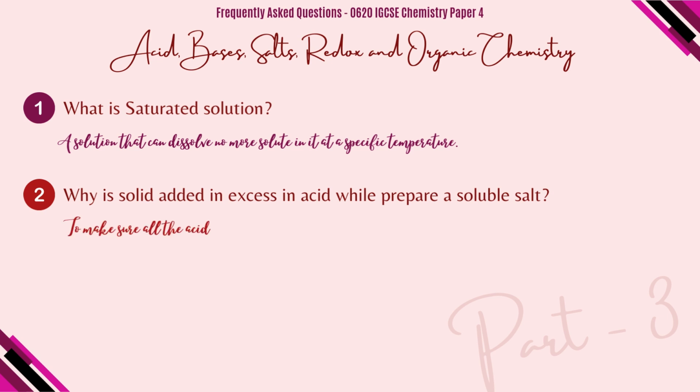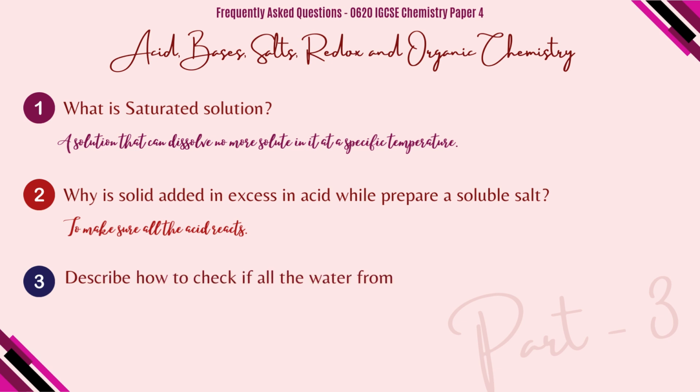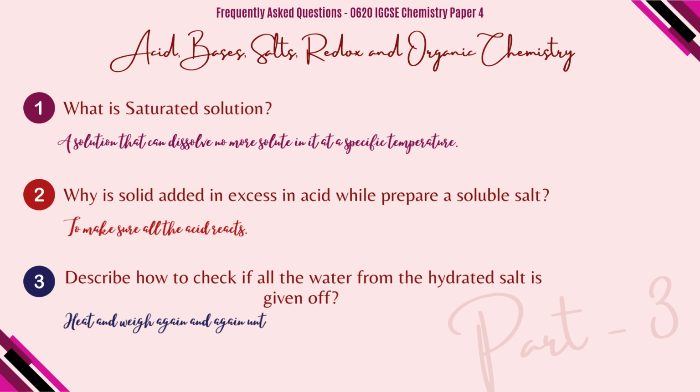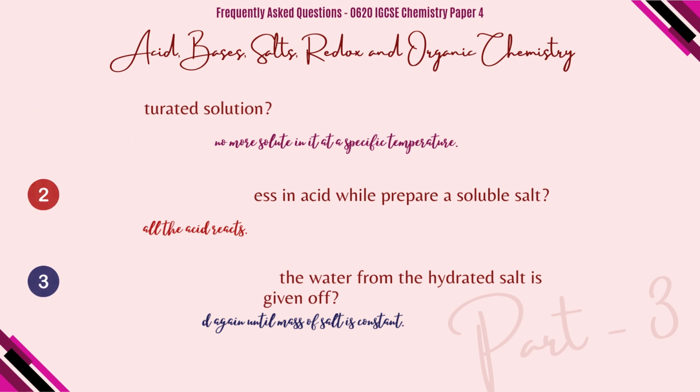Number 2, why is solid added in excess in acid while preparing a soluble salt? So we add the solid in excess to make sure that all the acid is reacted. Question number 3 is describe how to check if all the water from the hydrated salt is given off or evaporated. When we heat it, we have to reheat and reweigh again and again until the mass of the salt is constant. That's how we know that all the water is given off.